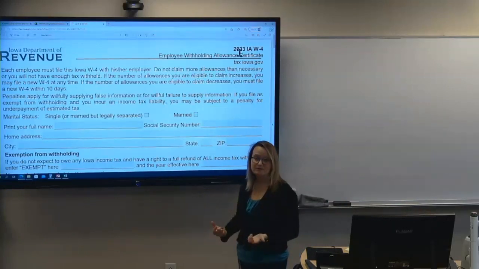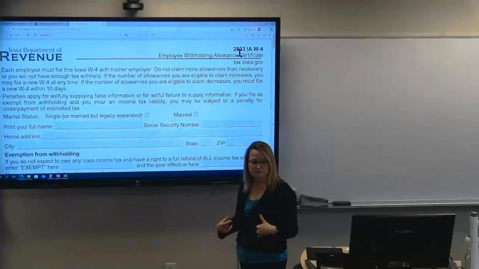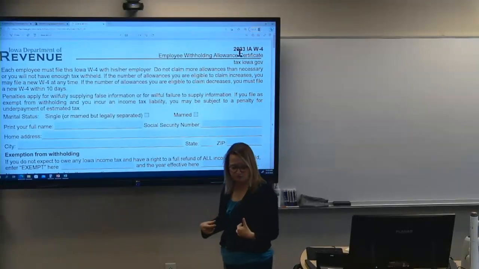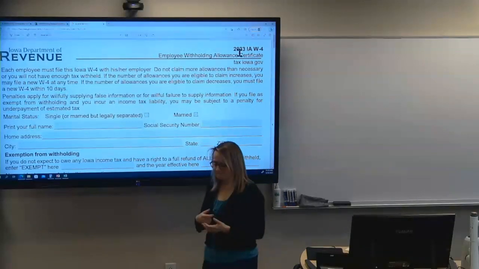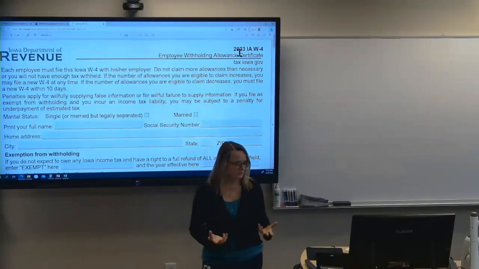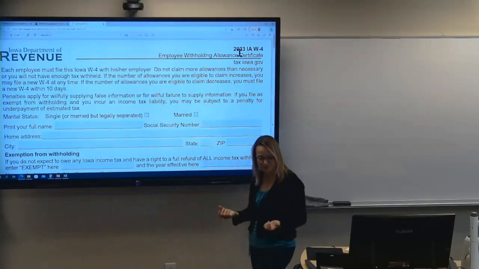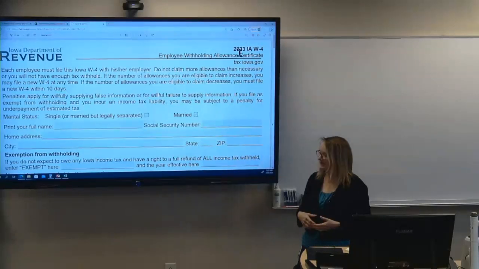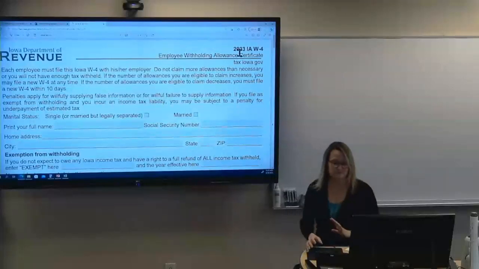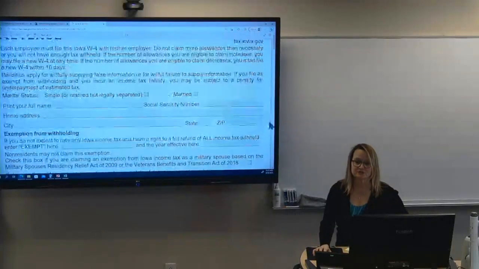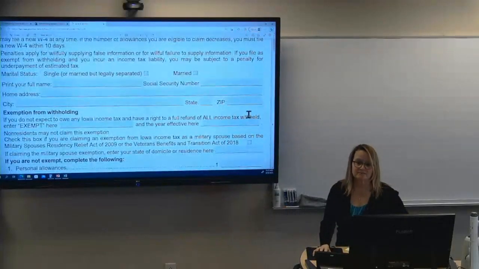because Iowa adopted most of the tax changes in 2017 that the federal government passed, but not all of them. There's still some things that are kind of different with Iowa income taxes. So this happens to be a fillable form, so you can actually put the information in there. Again, name, social security number, address, all of that.